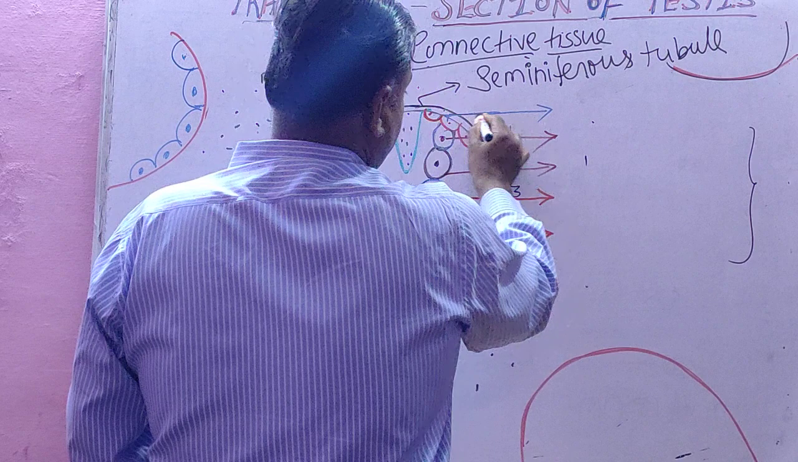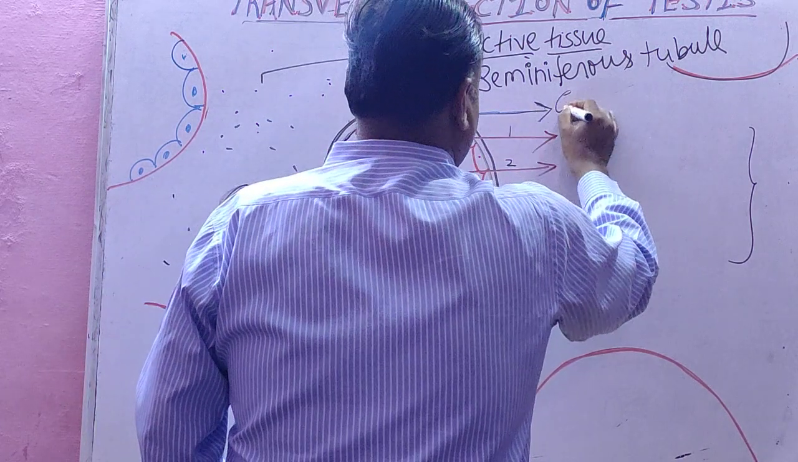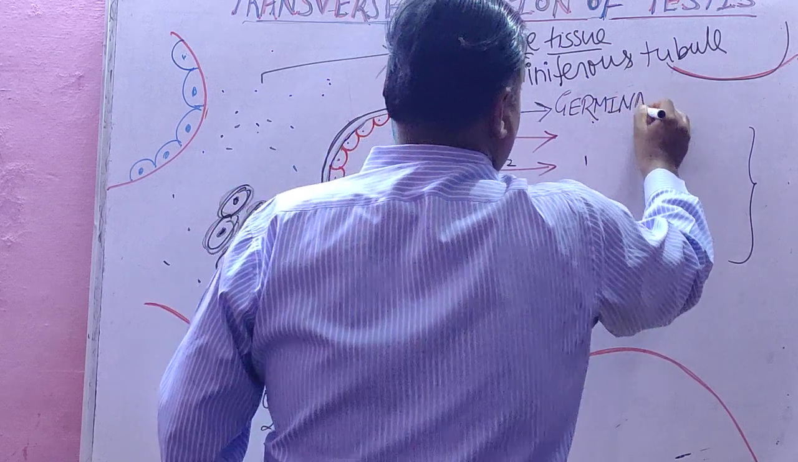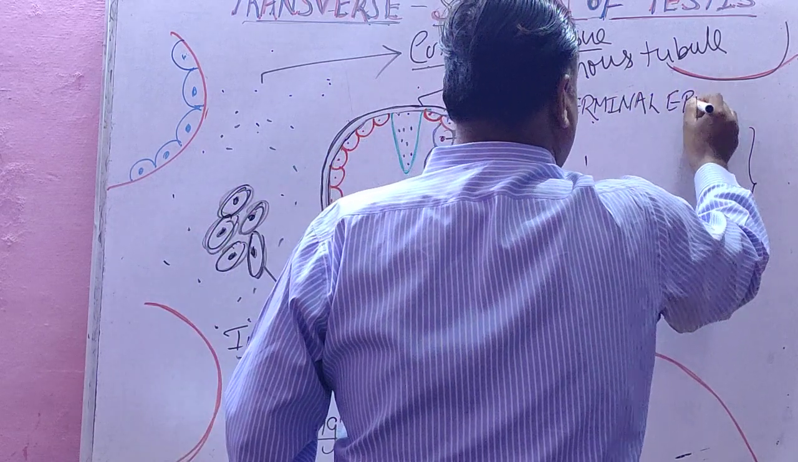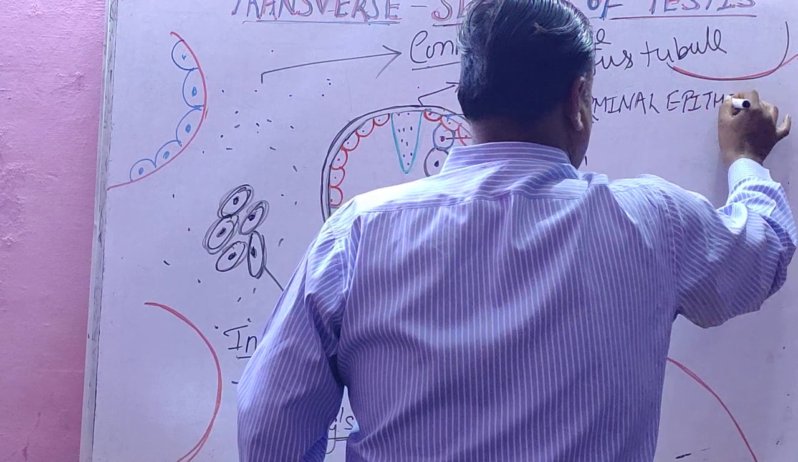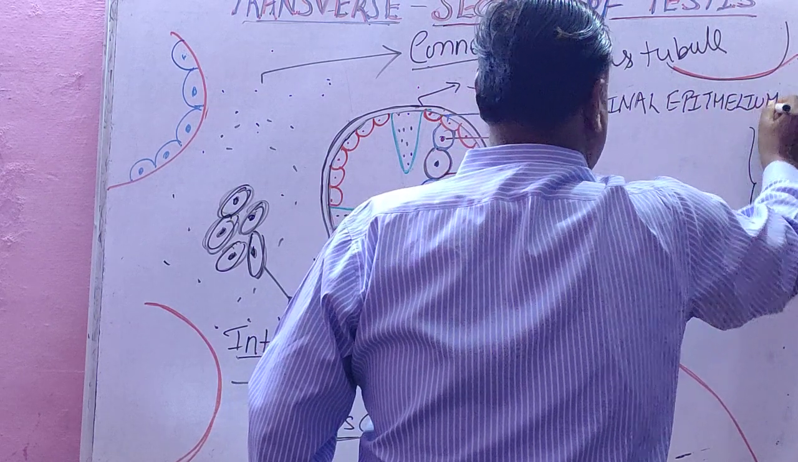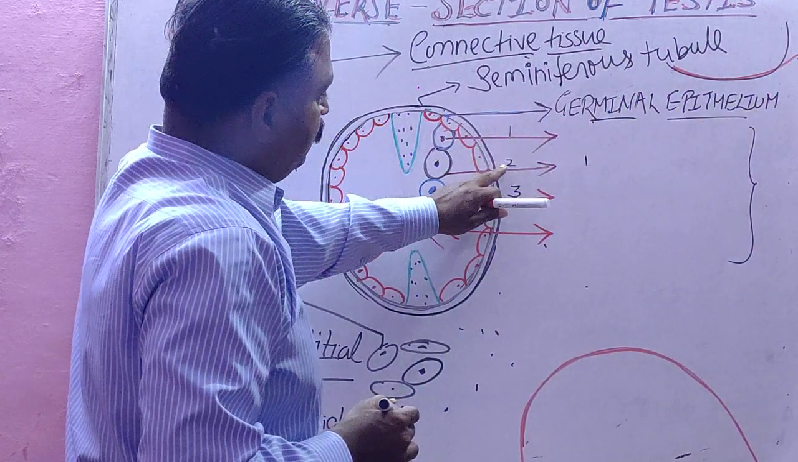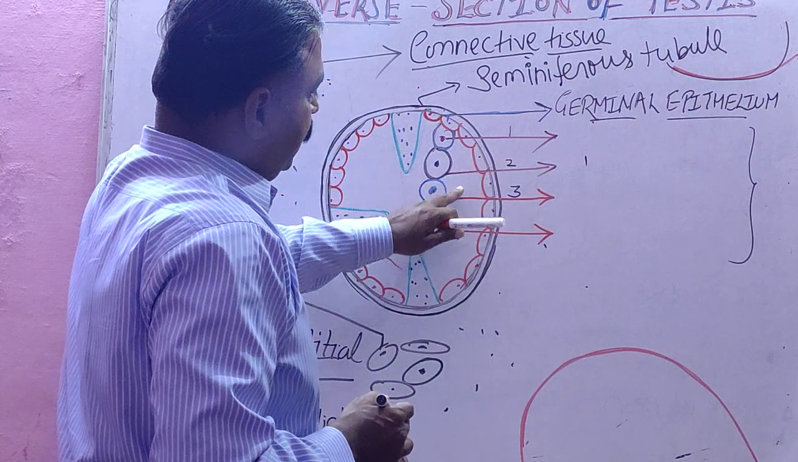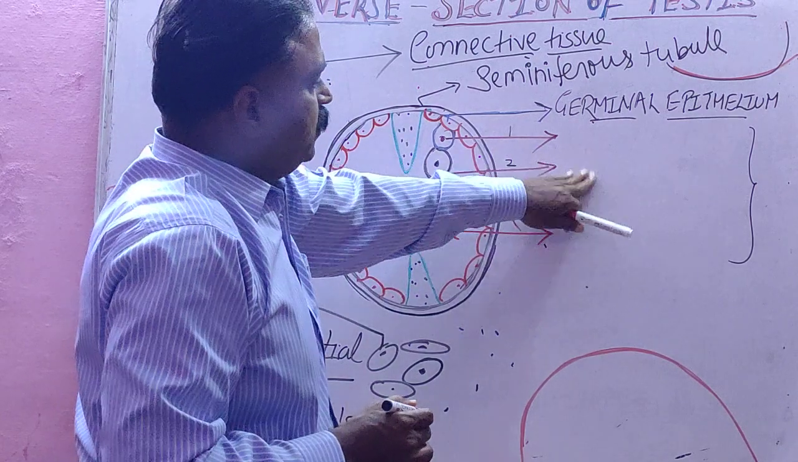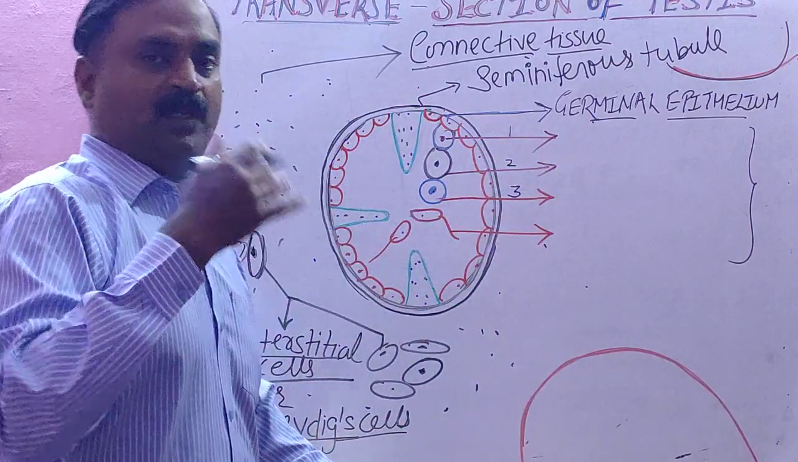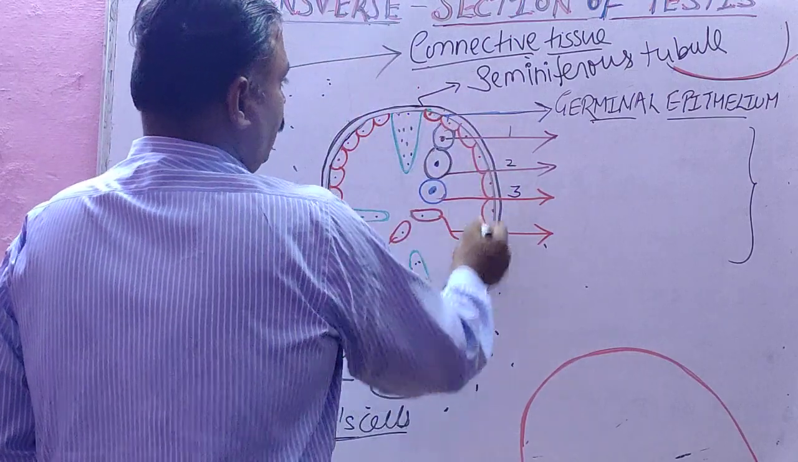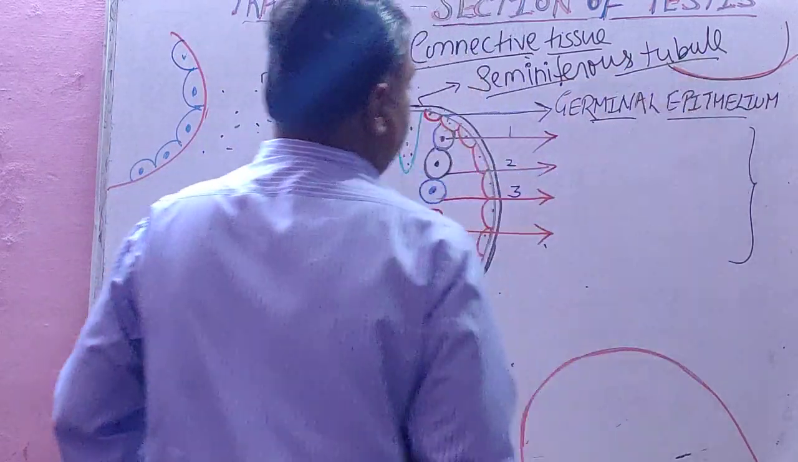The wall of the seminiferous tubule is lined with germinal epithelium. Student, I am using capital letters for germinal epithelium, then number 1 spermatogonium cell, second spermatocyte, and third spermatid. These you are going to study. These are the stages of spermatogenesis, asked in long answer type of question. So germinal epithelium is the wall of this seminiferous tubule, isn't it?